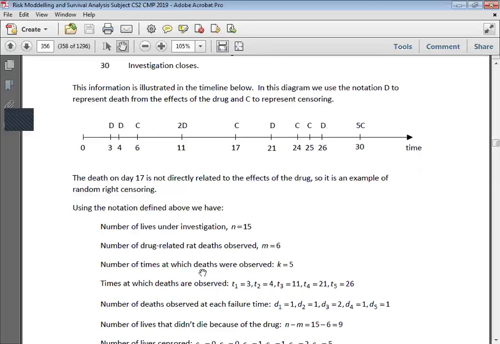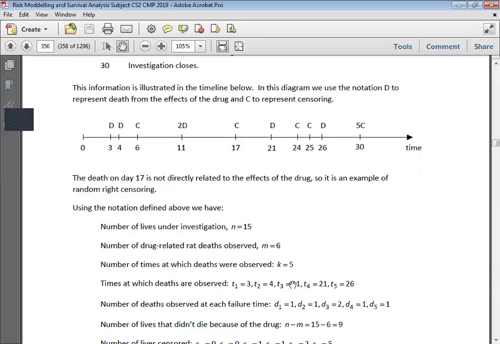And then the number of times at which deaths were observed. This is important because we remember that on day 11, 2 rats died at the same time, on the same day. So the number of times that we have observed any rats being dead is 1, 2, 3, 4, and 5. And that you denote by K. So here your K is just equal to 5.